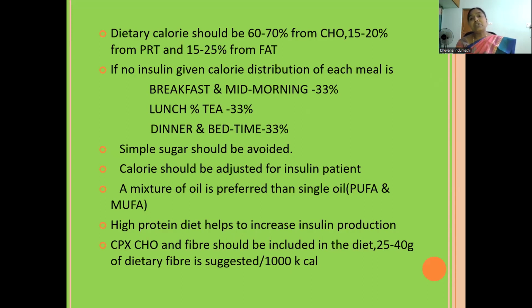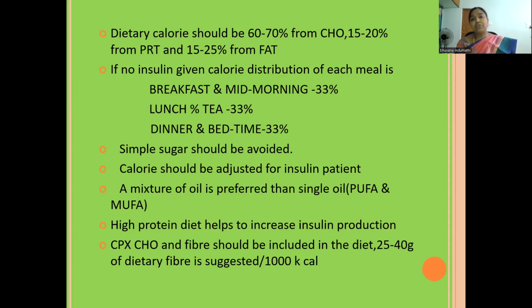That is, breakfast and mid-morning should be 33%, lunch and tea should be 33%, and dinner and bedtime can be 33%. So by this equal distribution, whether insulin is taken or not, we can distribute at 33%. And if the patient is taking insulin, the calorie intake of all the 3 meals can be adjusted according to their activity. Simple sugars should be avoided. Calories should be adjusted for the insulin patient.